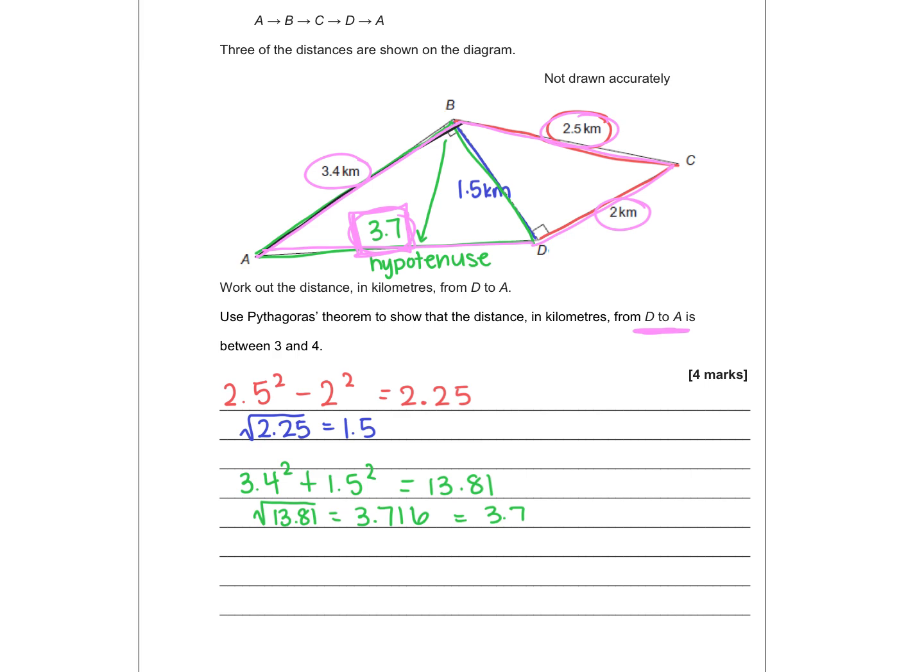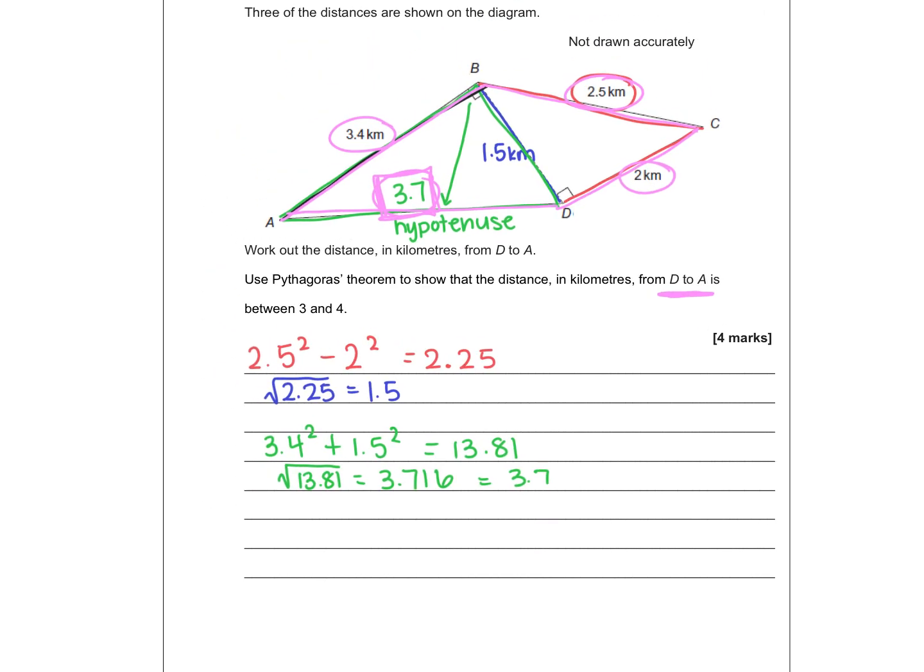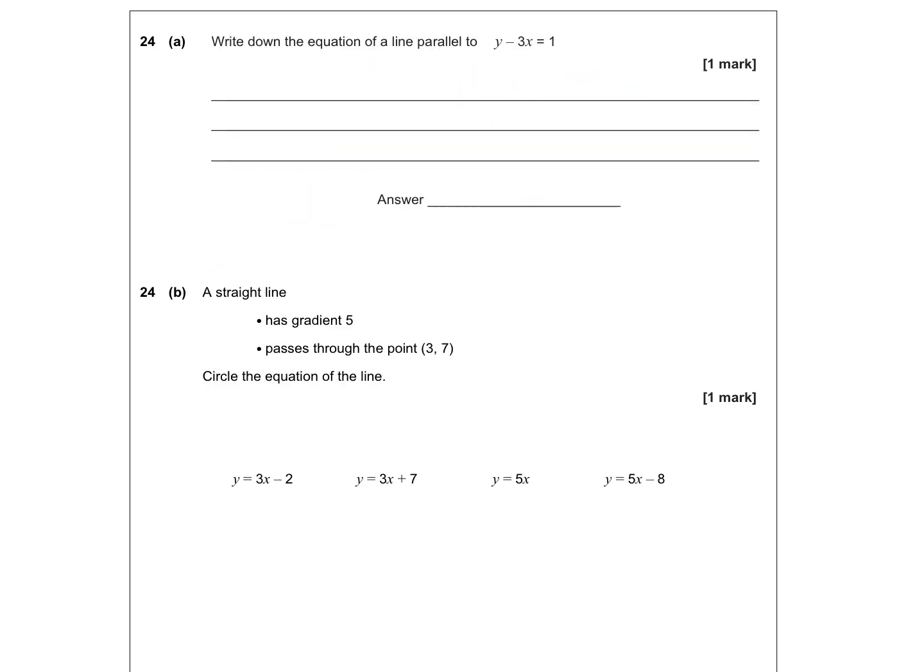Did they give us a part for the answer line? No, we're done. All right, and the final page of the exam. Question 24a, write down the equation of a line parallel to y minus 3x is equal to 1. Well, all lines are in the form y is equal to mx plus c. So if we rearrange this, this is going to look like y is equal to 3x plus 1. If two lines are parallel, then that means they're going to have the same gradient.